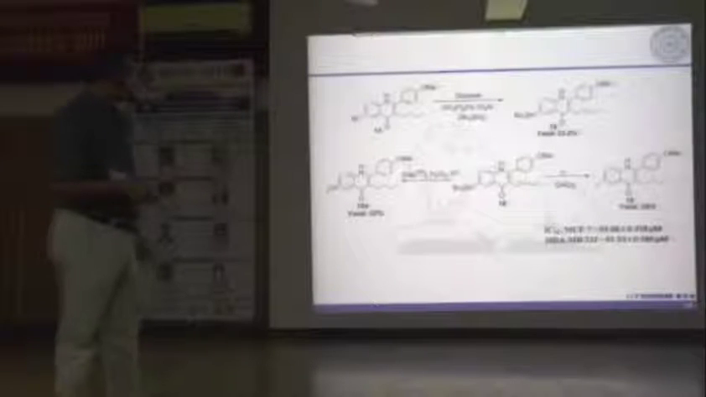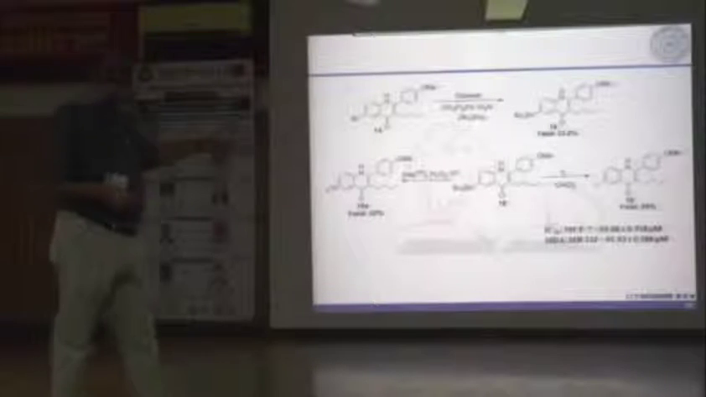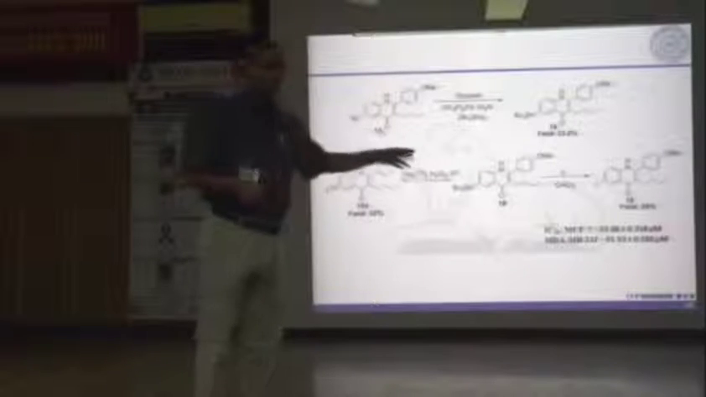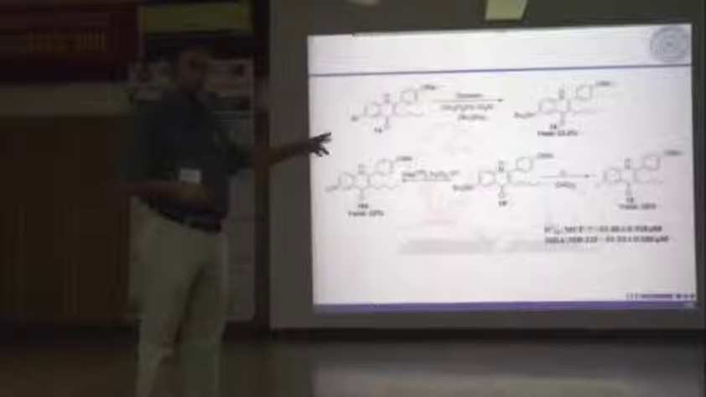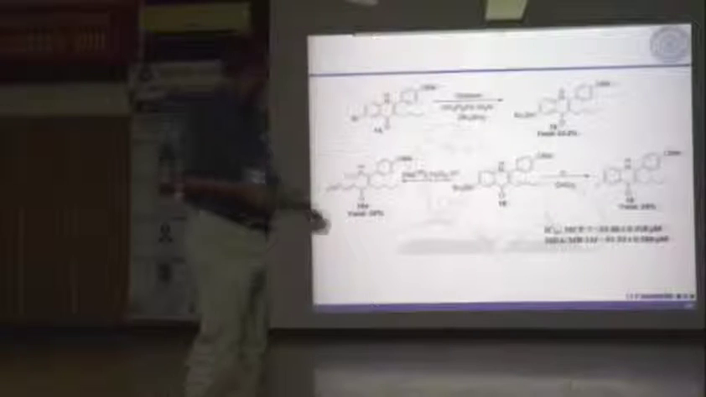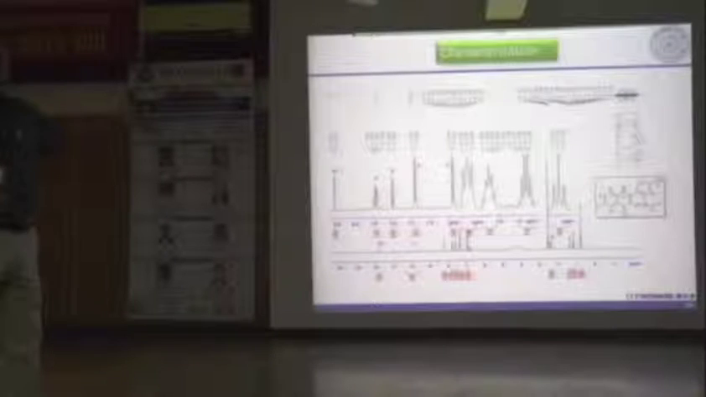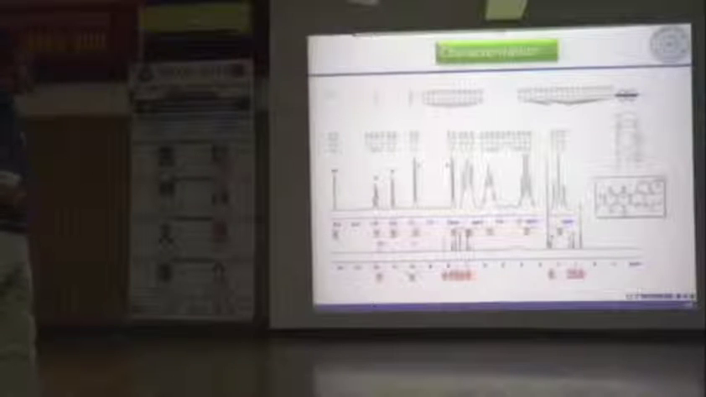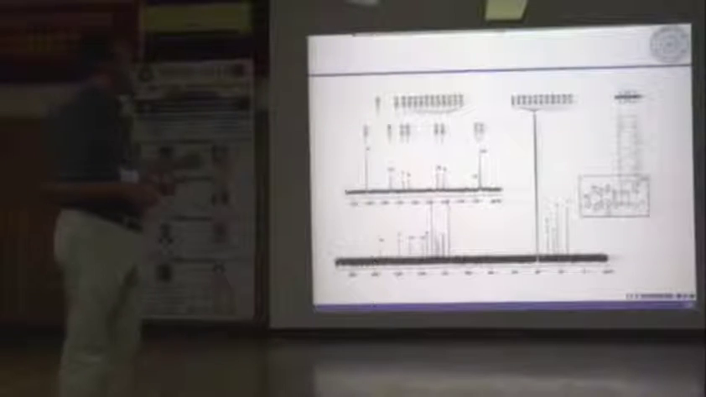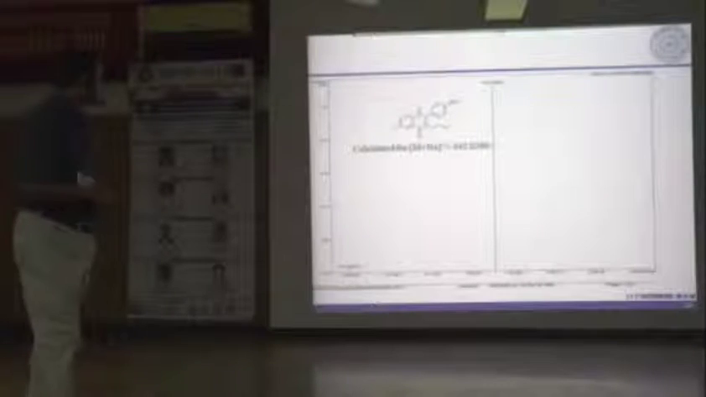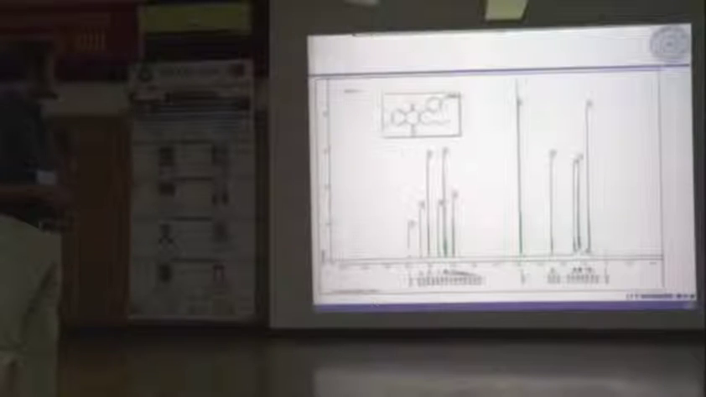MCF7 is a breast cancer cell line we have used, and we are getting this value for the activity. MDA is another; these are progesterone receptor positive and negative cell lines we are talking about here, and we are getting different values for these compounds. Characterization, again, we have characterized on the basis of proton NMR, carbon-13 NMR, and high resolution mass spectroscopy. You are getting these things.